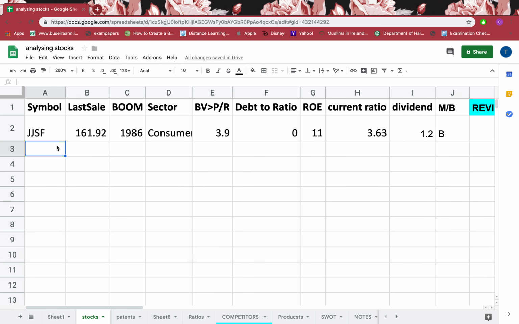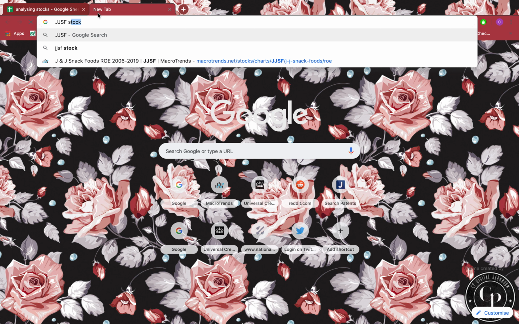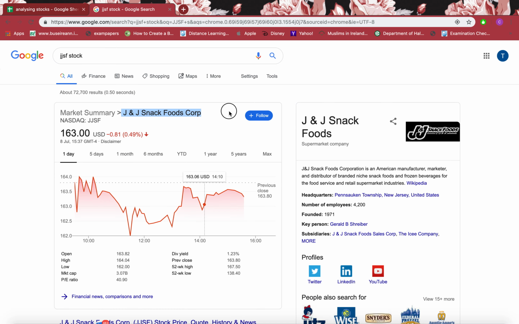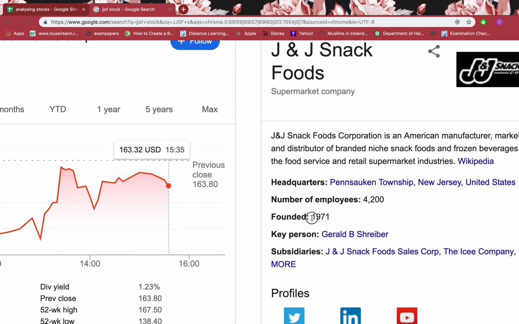In this tutorial, I'll be going through with the JJSF symbol. I'll just copy that and paste that in Google and write stock beside it. And you can see the name, and the information on the left hand side is from Google, and on the right hand side is from Wikipedia. If I want to buy the stock right now, I have to pay 163 US dollars, which is the currency. And it is founded in 1971.